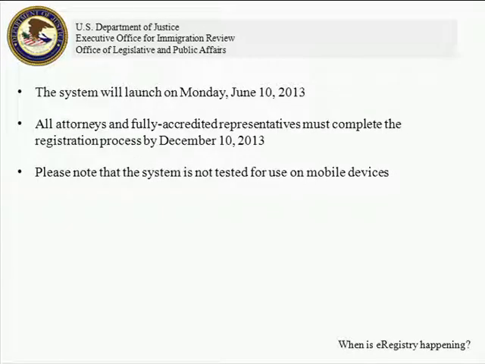The system will launch, as most of you know by now, I'm sure, on Monday. That's June 10th of this year. And by December 10th of this year, it is a requirement that you be registered through eRegistry. Want to note that the system is not tested for mobile devices. So if you use a mobile device like an iPad, you may experience some difficulties with the system. We recommend that you use a laptop, desktop, regular old computing system, nothing too new wave.